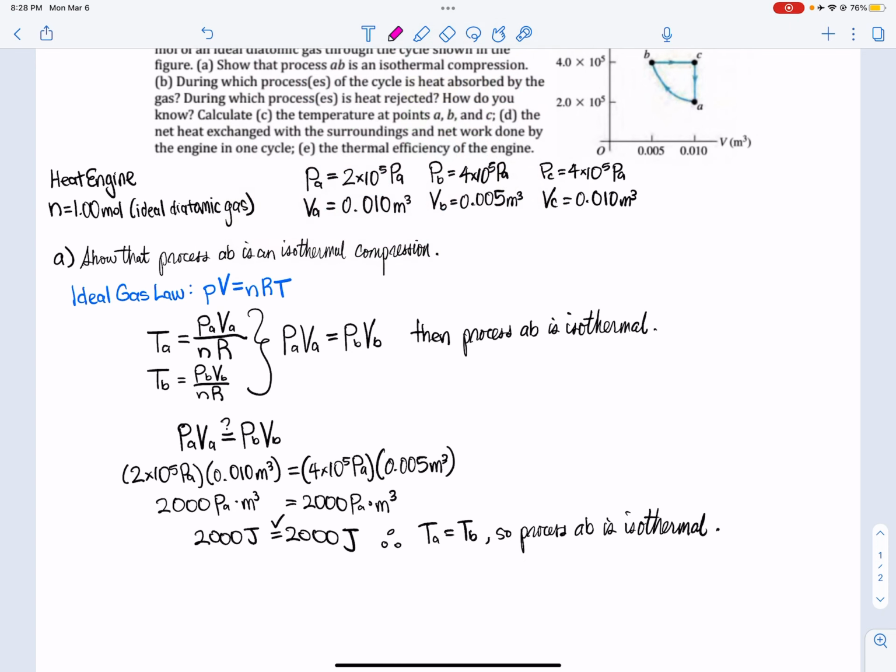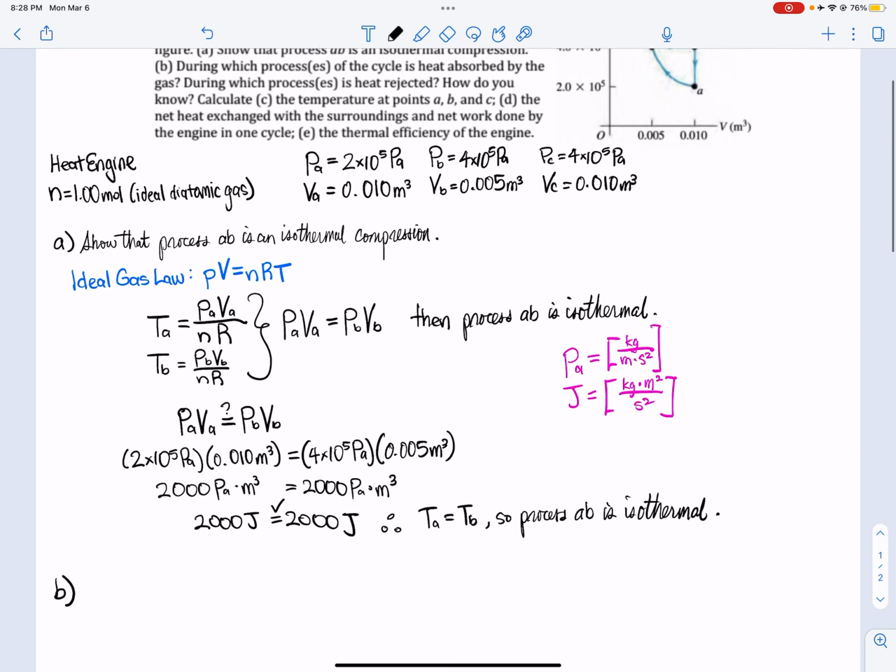If you want to know why a pascal times a cubic meter is equal to a joule: a pascal is the same unit as kilogram over meter times second squared, whereas a joule is the unit kilogram times meter squared over second squared. So when we multiply the pascal by a cubic meter, the meter in the denominator cancels out and we get meter squared in the numerator. So that would be a joule.